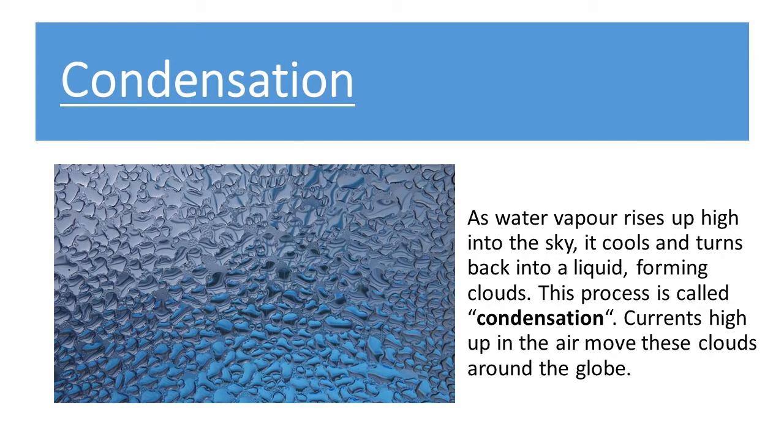The next stage of the water cycle is condensation. As water vapour rises up high into the sky, it cools and turns back into liquid, forming clouds. This process is called condensation. Currents high up in the air move these clouds around the globe.